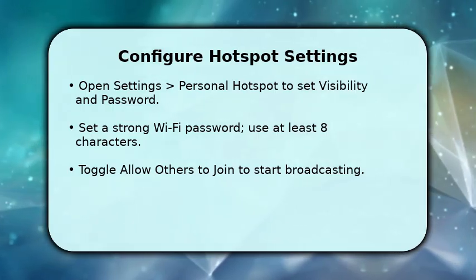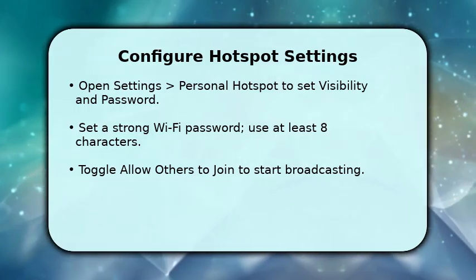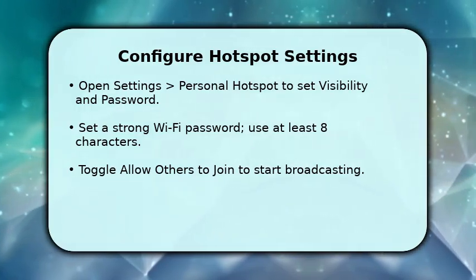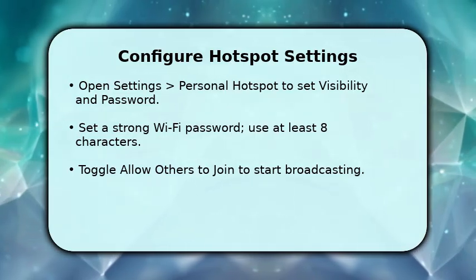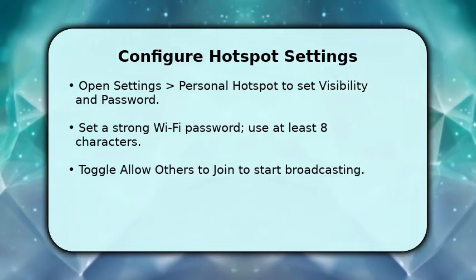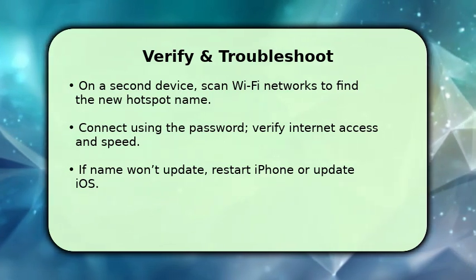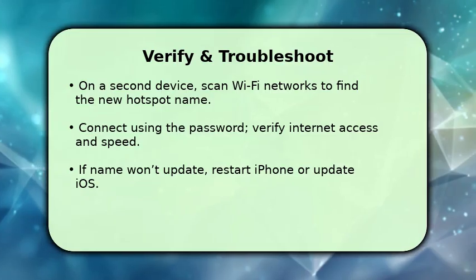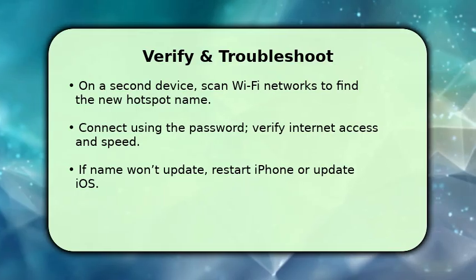If you plan to use USB or Bluetooth tethering, connect the cable or pair the device now so you can confirm each method. Make sure cellular data is enabled, because without it, the hotspot won't work. Now verify the change. On a laptop or another phone, scan Wi-Fi networks and locate the new SSID, then connect with the password you set. Once connected, load a web page to confirm internet access and check speed if needed.